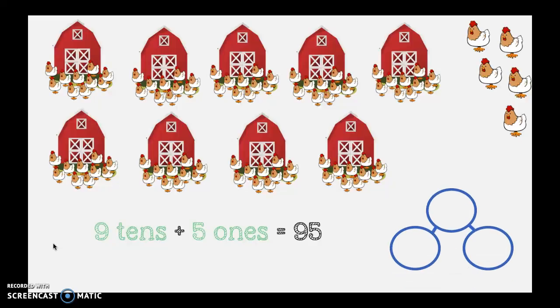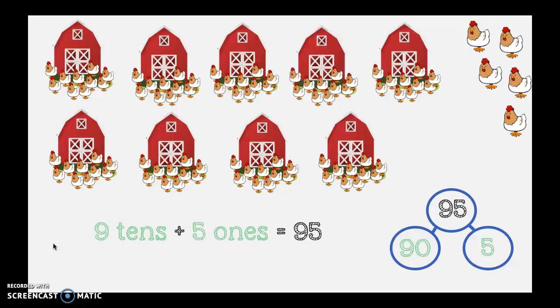If I wanted to say that the regular way, I could start by putting it in a number bond. I'm going to start by saying the 10 part. So if I have 9 tens, how can I say 9 tens the regular way? Yeah, 90. If I wasn't sure, I could tap on each of the barns and count up by tens. 10, 20, 30, 40, 50, 60, 70, 80, 90. Boom. And then how many ones did I have? That's right, 5. Again, if I wasn't sure, I could just count those chickens. 1, 2, 3, 4, 5. Perfecto. Now 90 plus 5 is 95.